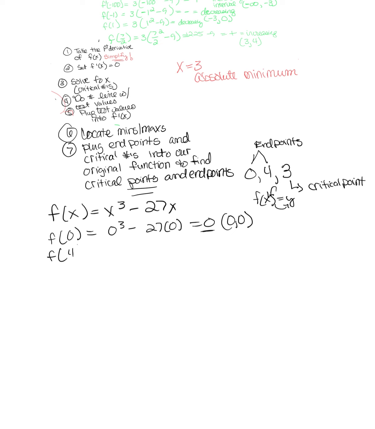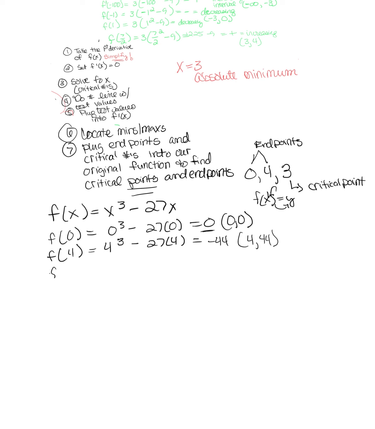Now f of 4, you're going to get 4 cubed minus 27 times 4. And we'll plug this in our calculators. And I get negative 44. This means that that's my y value. So I have a point at 4, negative 44. So on this closed interval, I have a 0, 0, and I have a 4, negative 44. That's going to be where my endpoint is.